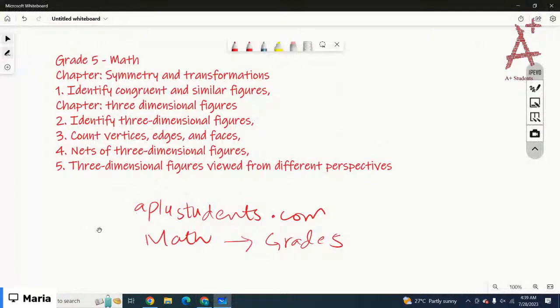So, we are working on grade 5 math. We have started with the chapter symmetries and transformation. The lesson we covered today is identify congruent and similar figures. Then we started the new chapter, three-dimensional figures. The lessons we have covered are identify three-dimensional figures, count vertices, edges, and faces, nets of three-dimensional figures, and the one we just did, three-dimensional figures viewed from different perspectives. Please ask questions if you have any.